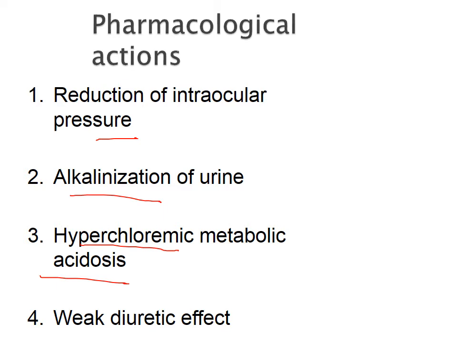Hyperchloremic means an increase in the level of chloride ion. When in the blood you are decreasing the bicarbonate ions, which are negative ions, to maintain the balance in the blood we have an increased level of chloride, which is also a negative ion. They have just a weak diuretic effect.